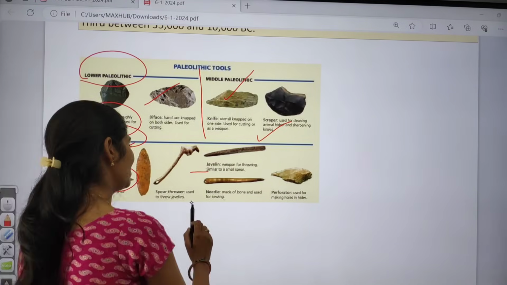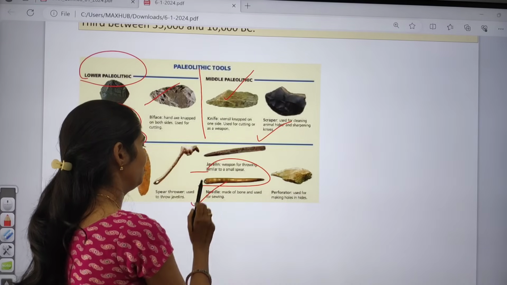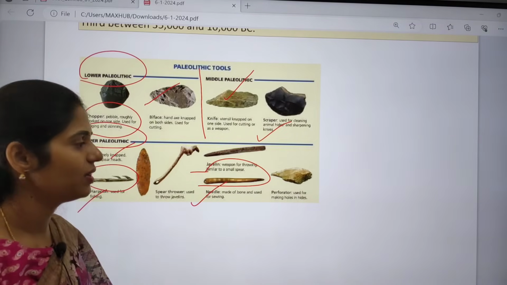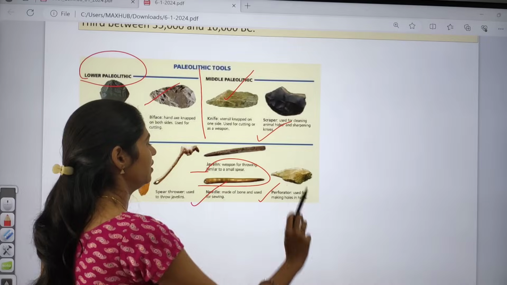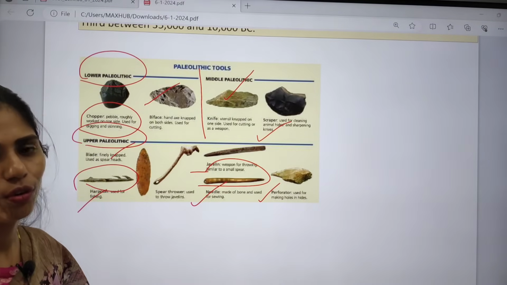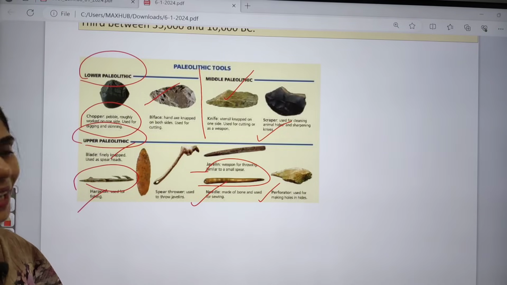And the next one is needles. They are made mainly of bones and are used even for sewing. And the next one is the perforator. It is used for making holes in the hides. So these were some Paleolithic tools which were used by early man.